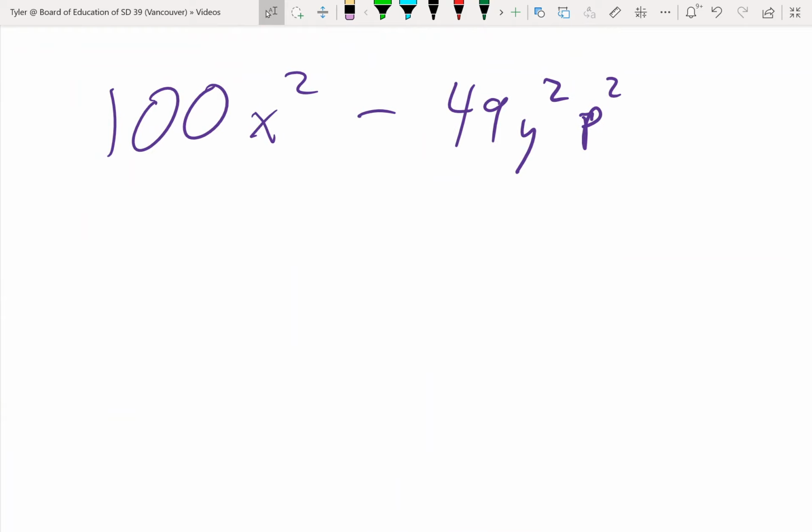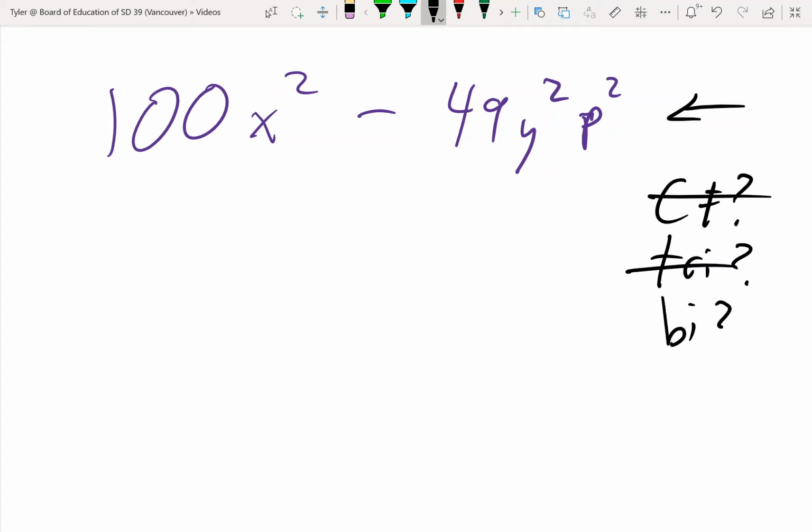So when I see something I need to factor, the first thing I say is, is there common factoring? In this example, there isn't. Then I say, is it a trinomial? This is not, so I don't need to worry about those two. Then I go, is it a binomial? And this is a binomial. Then I need to say, is it negative? And this one is. The last thing I need to say is, is it squared?